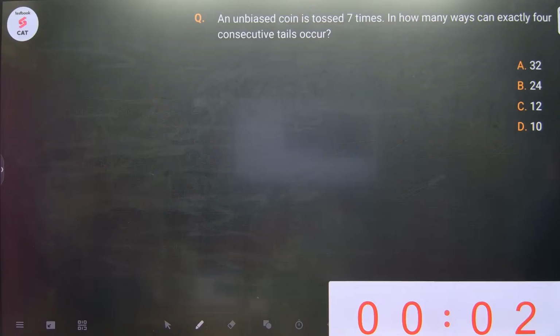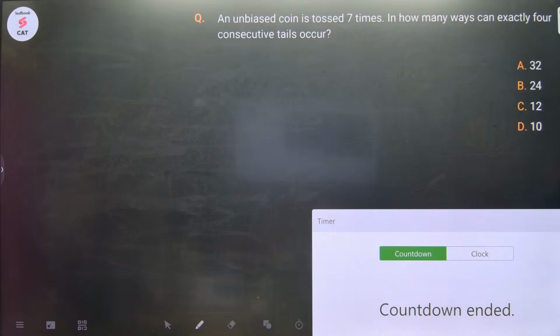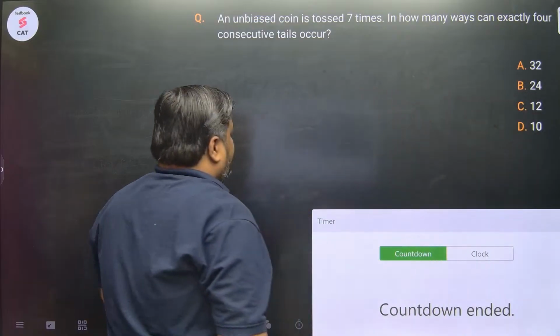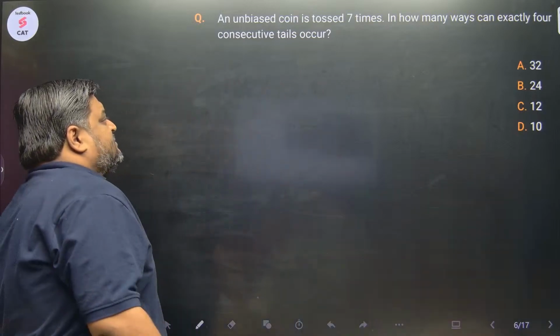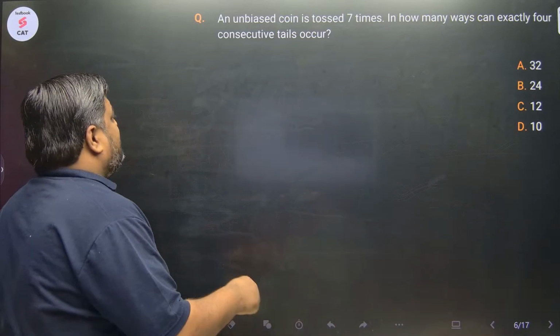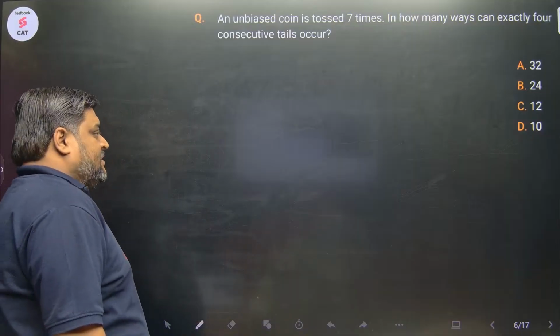So time's up. Let's discuss the question. Chalo, an unbiased coin is tossed 7 times. In how many ways can exactly 4 consecutive tails occur?